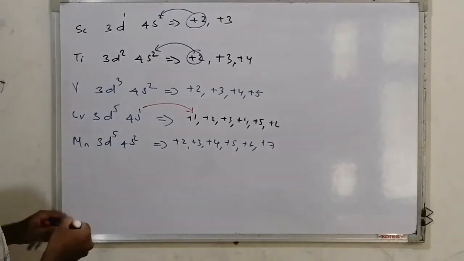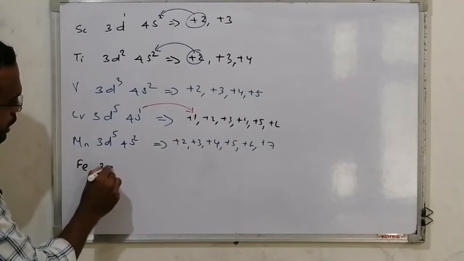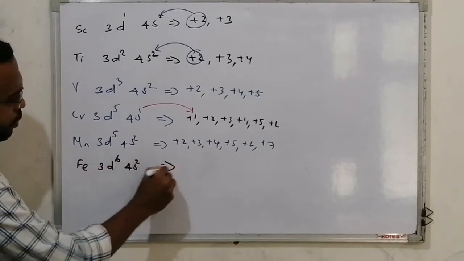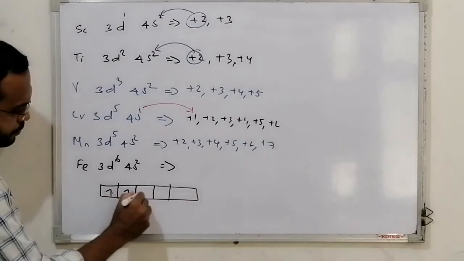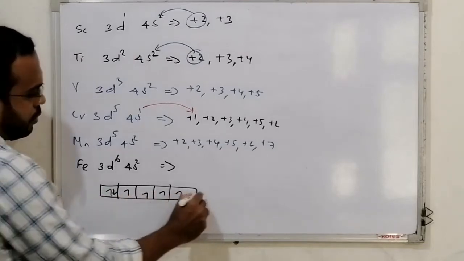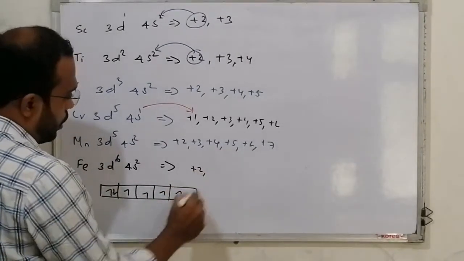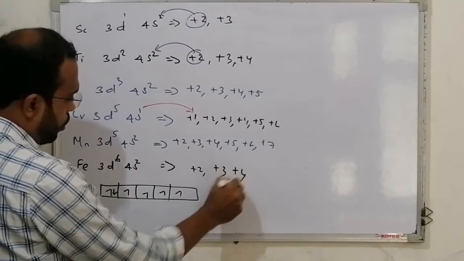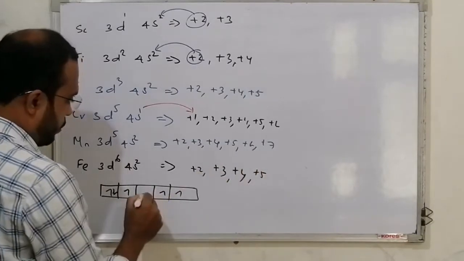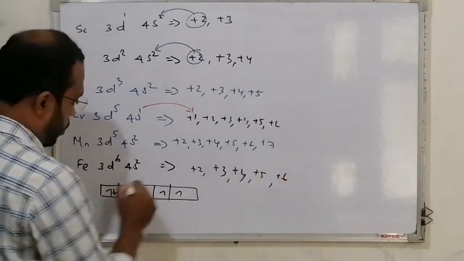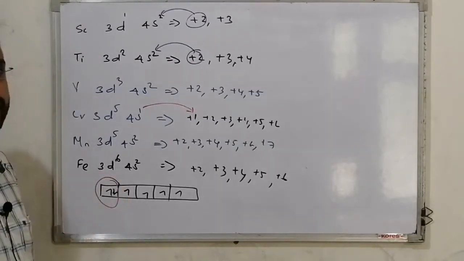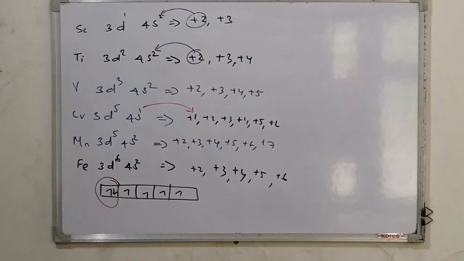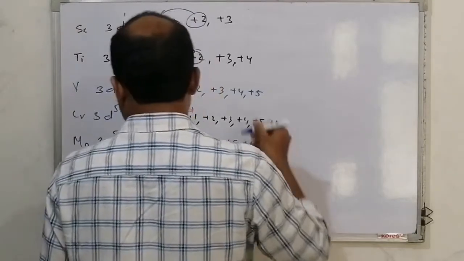Now let us go to iron. Iron is 3d6 4s2. What is the point about 3d6? This is 3d6: 1, 2, 3, 4, 5. It shows +2, +3 because of this, +4 because of this, +5 because of this, +6 because of this. These paired electrons do not take part in bond formation or oxidation. Careful.